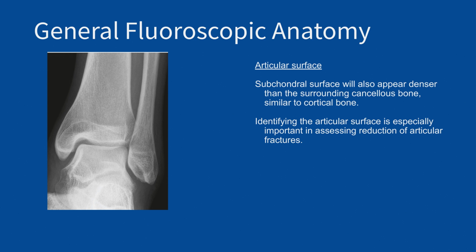The articular surface actually has multiple components here, right? We have that subchondral surface, which the subchondral bone generally appears a little bit denser compared to the surrounding cancellous bone and is more similar to cortical bone, even though it is cancellous bone. And you can use the fact when you're reducing fractures, that line of the more dense bone can actually be useful to make sure that you have anatomic reduction.